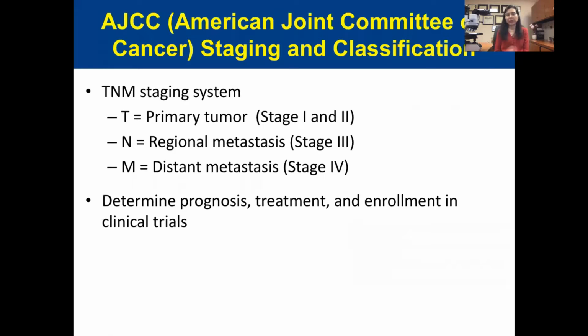So let me start with the AJCC. What is AJCC? American Joint Committee on Cancer, Staging and Classification. So TNM means T for primary tumor, that means patients with only stage 1 and stage 2 disease, N for patients with regional metastasis or stage 3, and the last one, M, for patients with distant metastasis or stage 4 disease. So the TNM staging system is basically the main thing that determines prognosis, treatments, and enrollment in clinical trials for those patients.